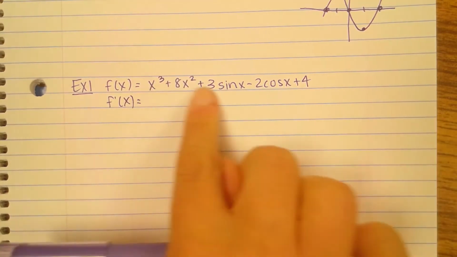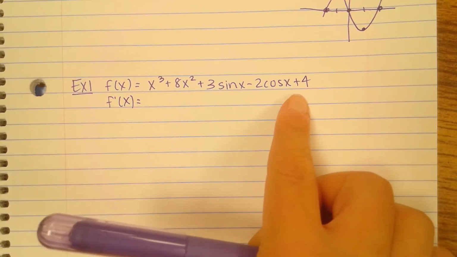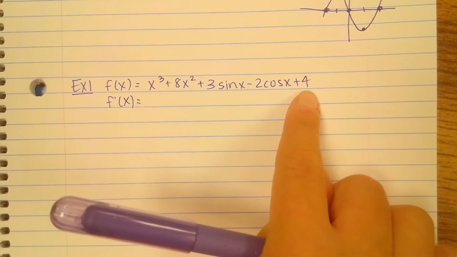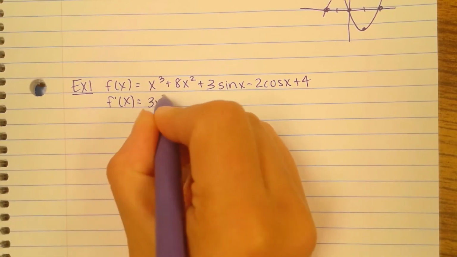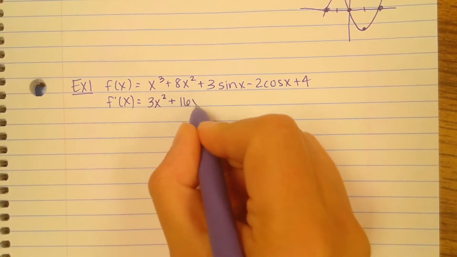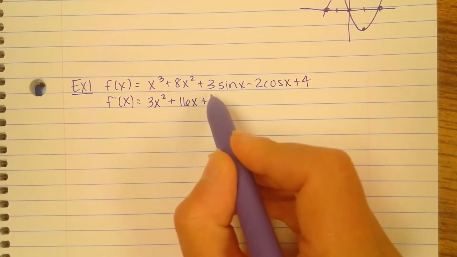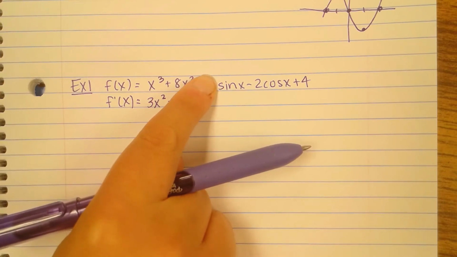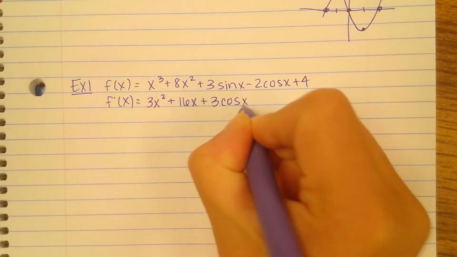This is nicely separated all by pluses and minuses, so I don't have to deal with the product rule or the quotient rule. All I have to do is take the derivative of all these things individually. The derivative of x cubed: bring down the 3, reduce the power by 1, should be 3x squared. Derivative of my next term, bring down the 2, I get 16x to the first power. Derivative of 3 sine, just like before, that 3 doesn't really mean anything, it just tacks along for the ride. So the derivative of sine is cosine, so it should be 3 cosine x.